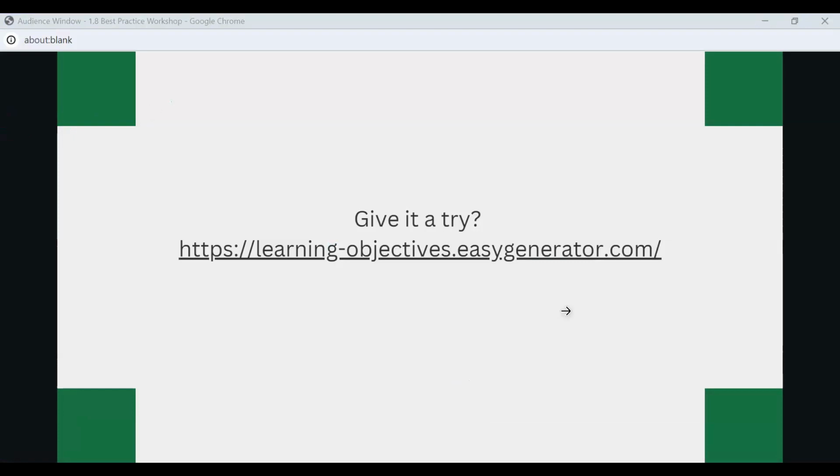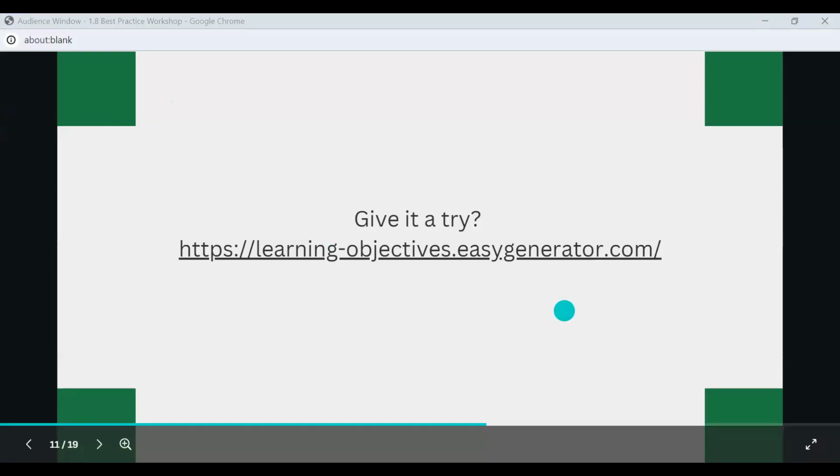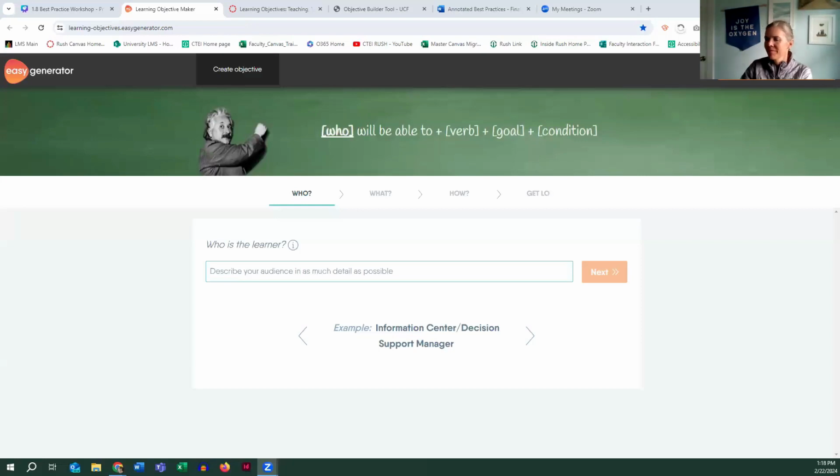And go to, can you all see the learning objectives easy generator here? Not yet. Yep. We can see your slide, but we can't see the website. Now we can. Okay, great. I apologize. I'm still having these issues where when I share my screen, sometimes my Zoom crashes and they can't seem to figure out why that is, but it's a persistent problem. So I apologize for that.